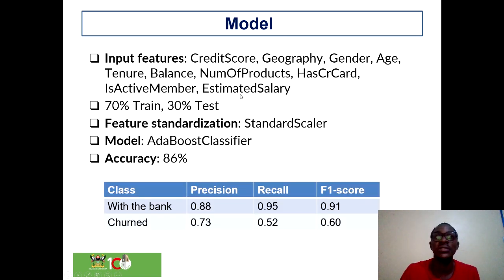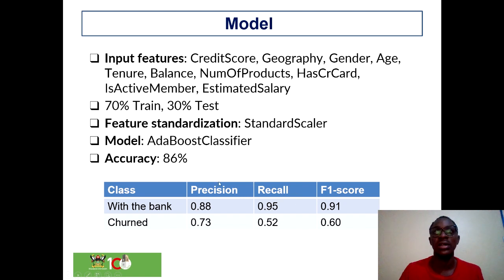So we developed a sample model, and the setup was as follows. We split the dataset into 70% train and 30% test. We used the standard scaler from scikit-learn to standardize the feature values such that they are within a similar range. We tried a few models for starters, and AdaBoost was one of them. With this, we got 86% accuracy.